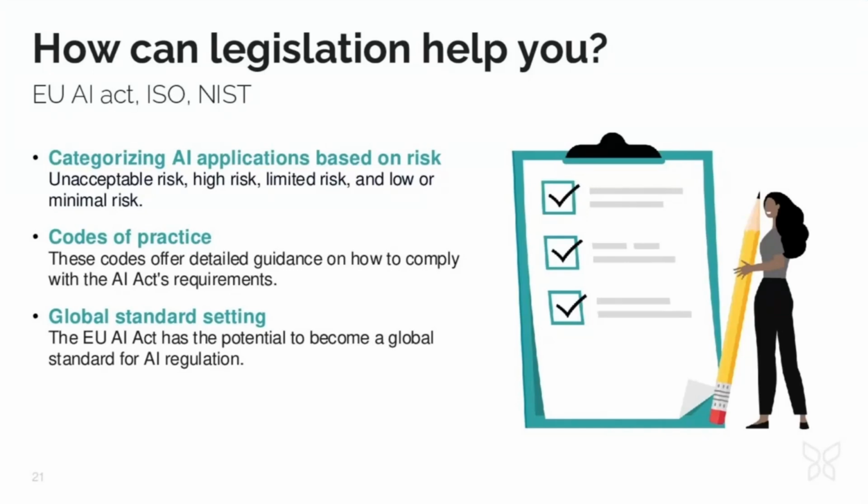And lastly, the EU AI Act has the potential to become a global standard for AI governance, like we've seen with GDPR in the past for data privacy. So this encourages companies worldwide to consider the ethical implementation and potential risk of their AI systems. So companies can comply with the EU AI Act. They not only ensure local adherence, but are also in line with global best practices.